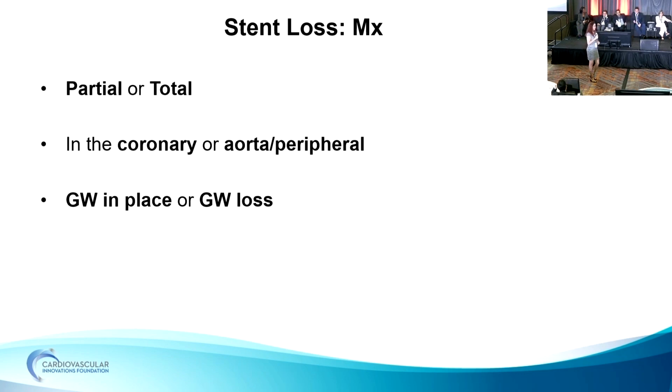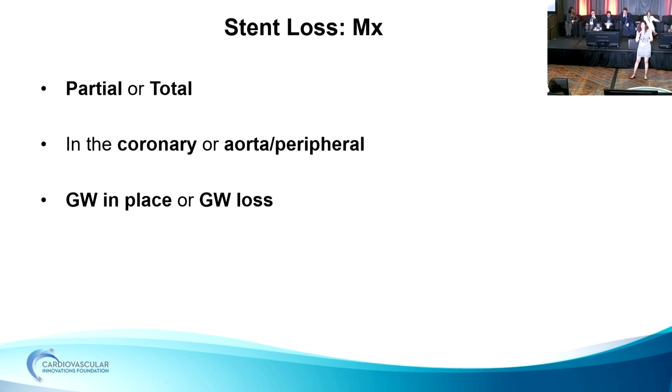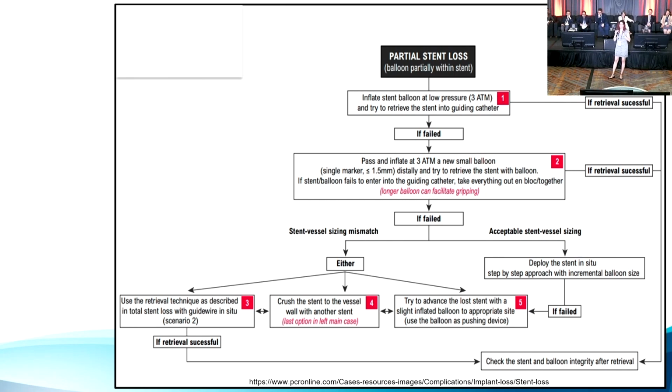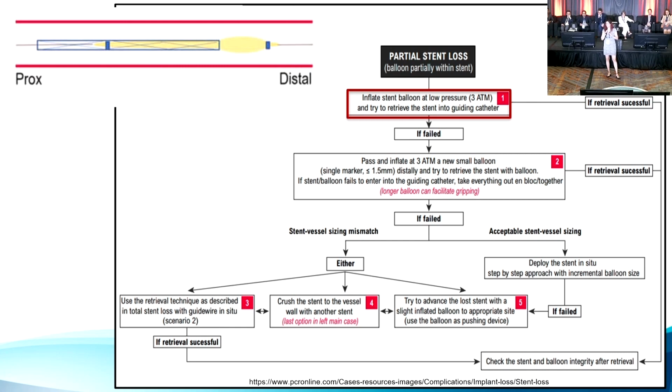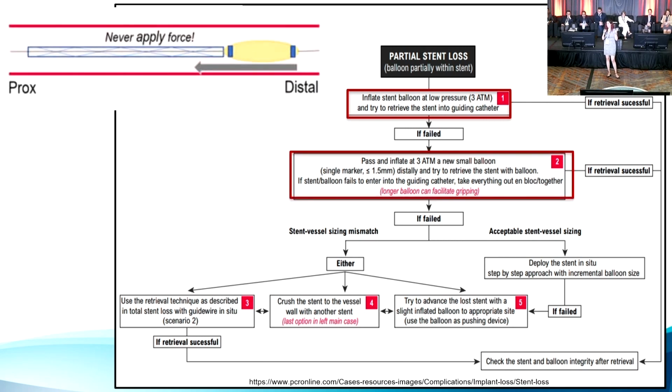Okay, so stent loss can be partial or total. It can be in the coronary or the aorta or peripheral system. You can lose the stent completely, or you can have the guide wire in place. So depending on these, the management steps will follow. If you have a partial stent loss, you already know that the balloon is there, so you can dilate it to maybe 3 atmospheres and then pull the whole thing back. Now if that doesn't work, maybe try a new balloon, put it distally, and then again same thing, inflate it to maybe 3 atmospheres and bring it back, or wire next to the stent, put a balloon and then bring it back.